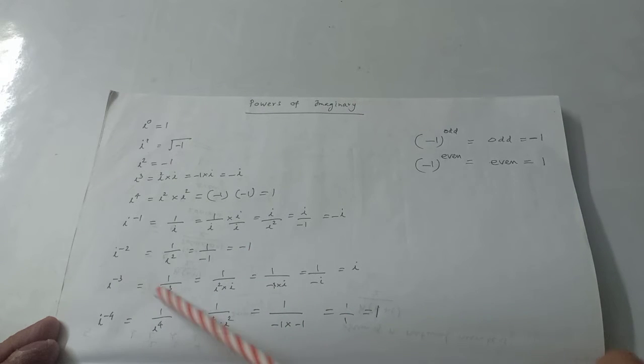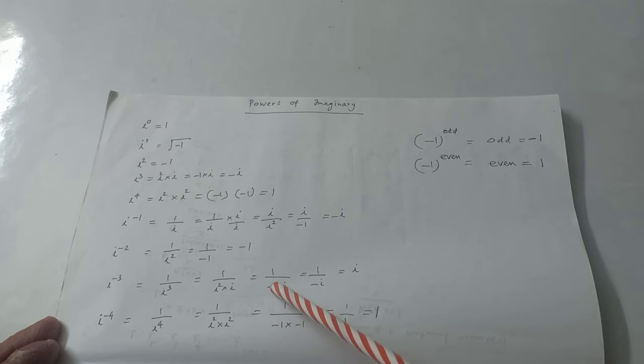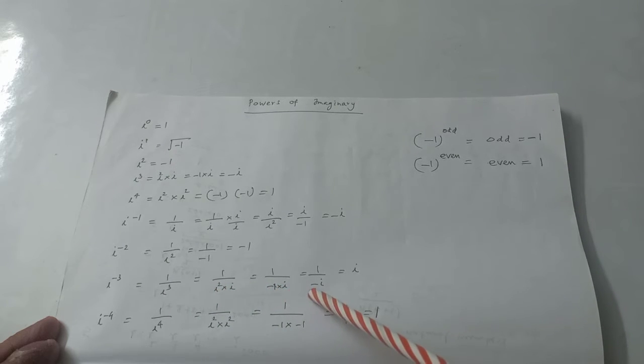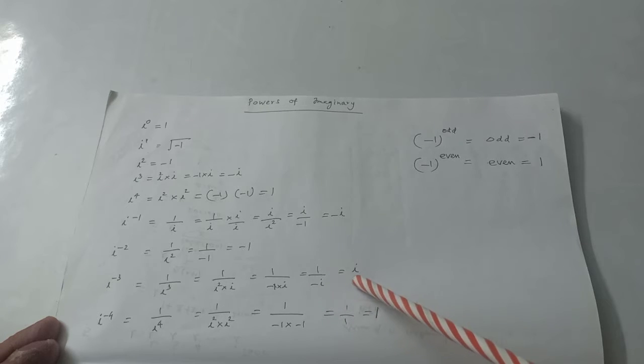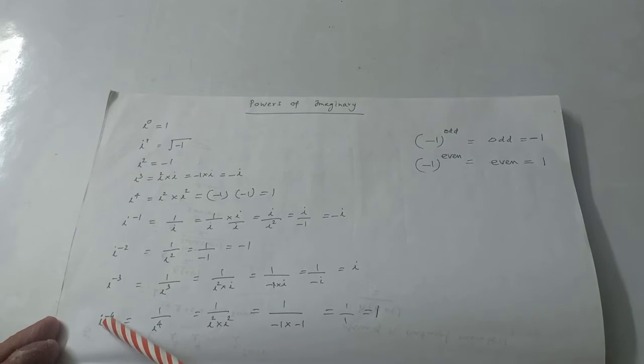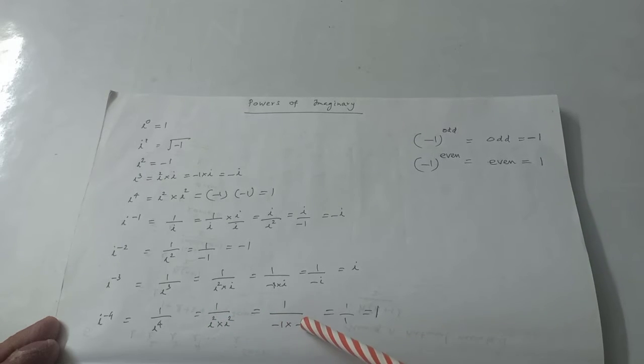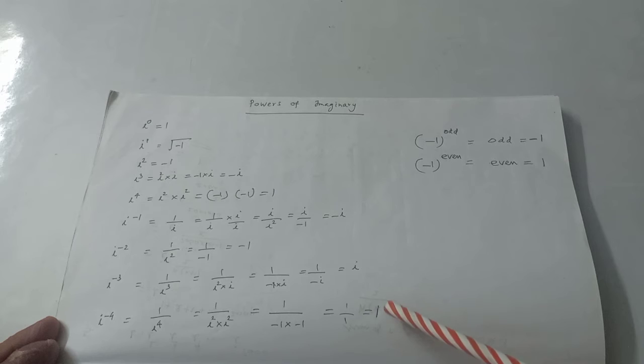i power minus 3 is equal to 1 by i cube. i cube means i square into i, that is minus 1 into i, minus i. 1 by minus i is equal to plus i. i to the power minus 4 is equal to 1 by i power 4, which is i square into i square, minus 1 into minus 1, plus 1, is equal to plus 1.